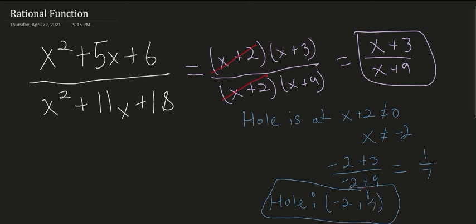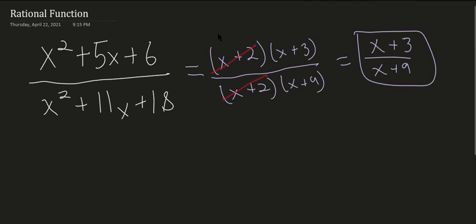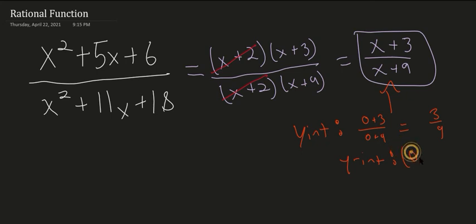And we're done. And now for our y-intercept, the y-intercept is pretty straightforward. We just plug in 0 into the whole equation. So our y-intercept is 0 plus 3 over 0 plus 9, and what we get is 3 over 9. So our y-intercept point is at 0, 3 over 9.